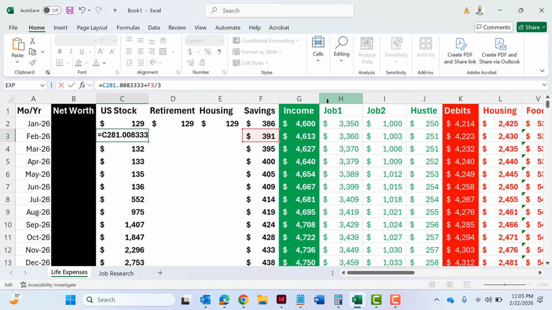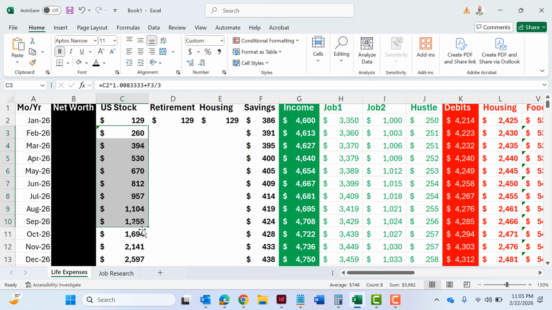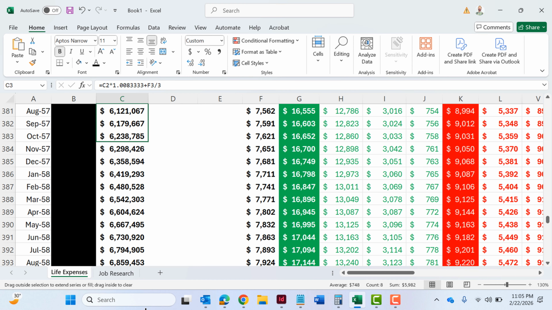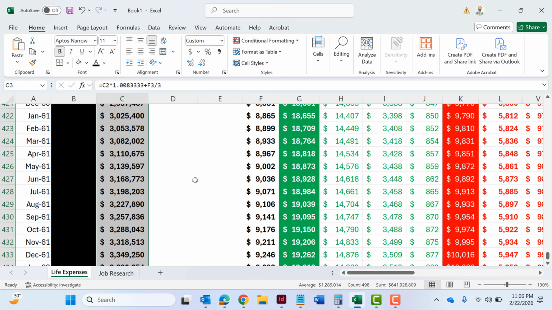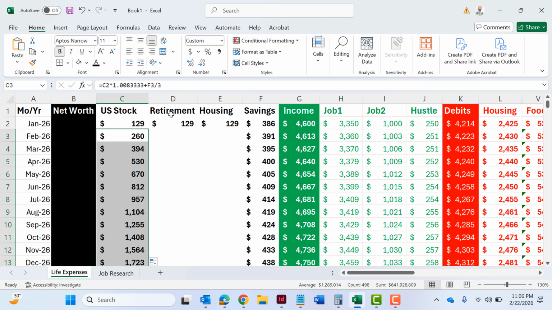All right. I need to make sure this is multiply. So we're saying the next month is equal to last month's stock amount plus adding in the new month. And then we can pull that down. We'll pull it all the way down to row 500 and see we still get $6 million if we split our savings into 3 ways. Remember, retirement's on average 7% and housing is on average 4%.